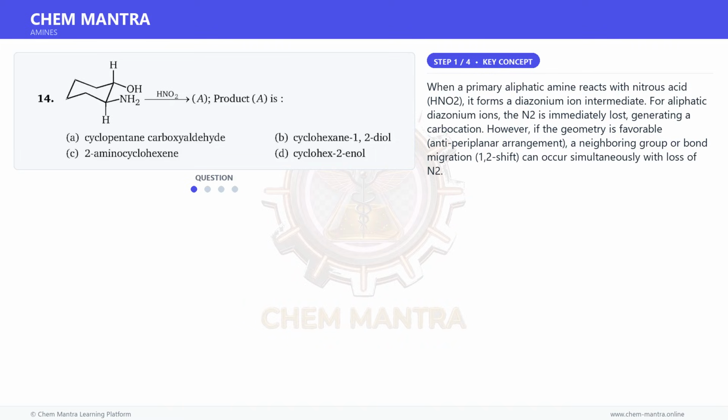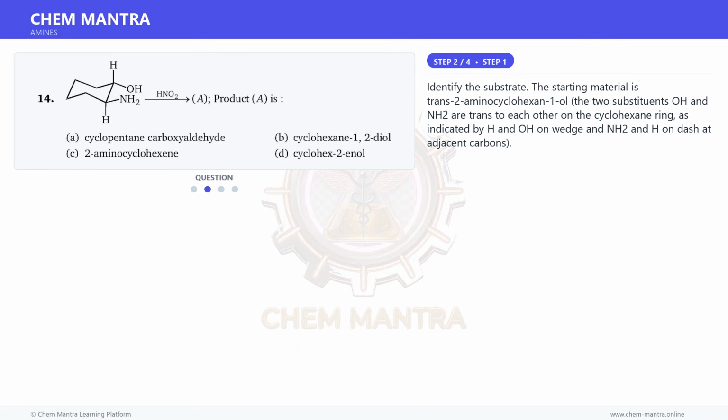When a primary aliphatic amine reacts with nitrous acid, HNO2, it forms a diazonium ion intermediate. For aliphatic diazonium ions, the N2 is immediately lost, generating a carbocation. However, if the geometry is favorable, antiperiplanar arrangement, a neighboring group or bond migration, 1,2 shift, can occur simultaneously with loss of N2.